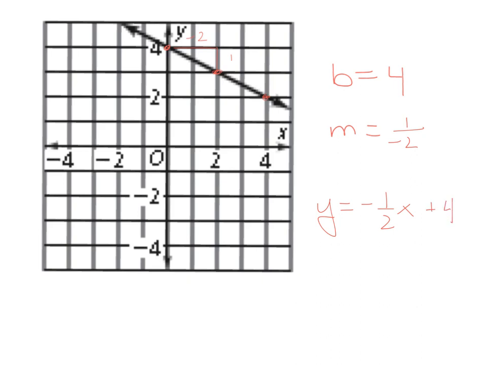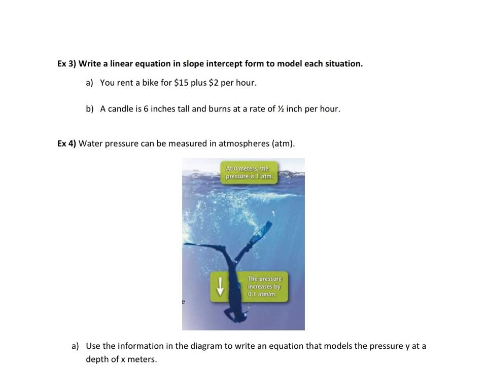Okay, go ahead and flip to the next page, please. Okay, so now we're back to words. It says write a linear equation in slope-intercept form. You rent a bike for $15 plus $2 per hour.